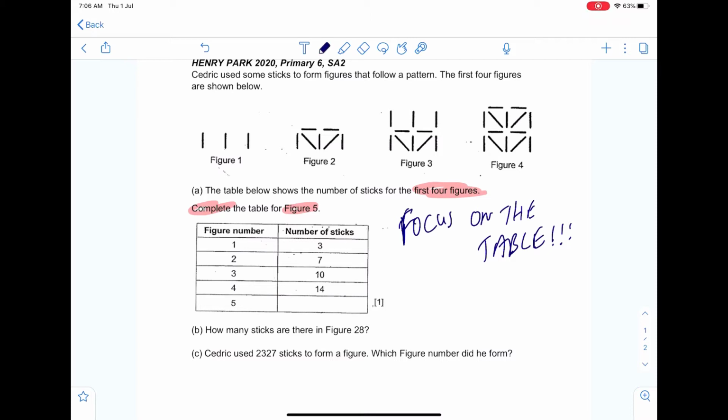Alright, so for example, between figure 1, 2, 3, 4, 5, what we realize is that between 3 and 7, this is a plus 4, 7 and 10 plus 3, 10 and 14 plus 4. So it's like plus 4 plus 3 plus 4 plus 3. Alright, so the next one will be a plus 3. So 14 plus 3, that will be 17. Okay, so part A is done. Now for part B, how many sticks are there in figure 28?